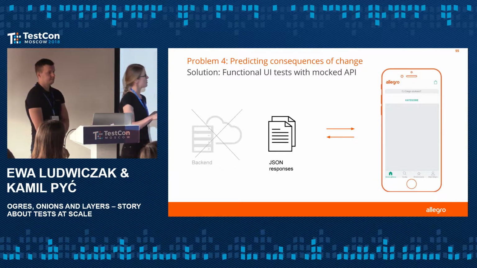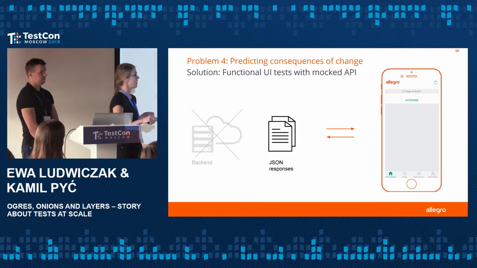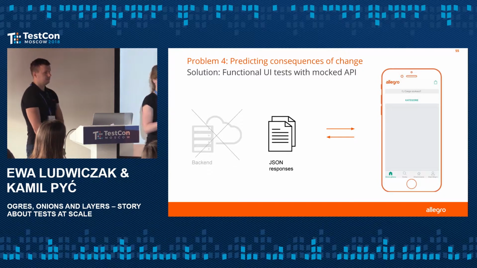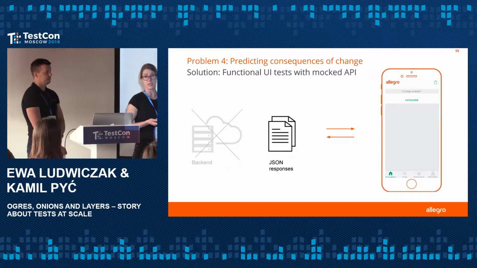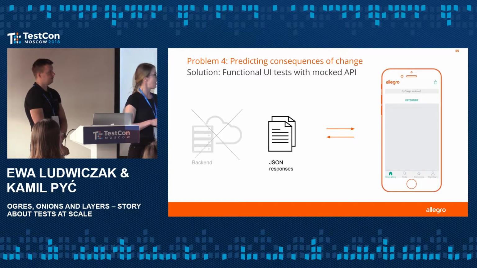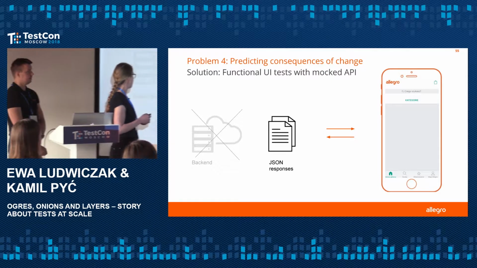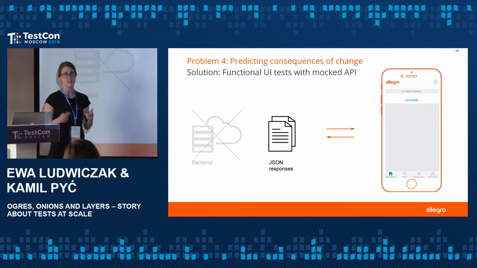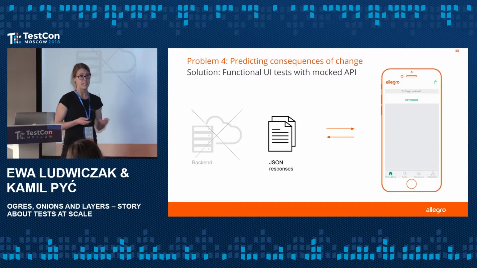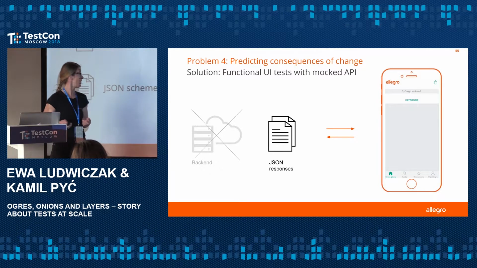In this way, tests did not have to connect to the backend. They could use the JSON responses that were stored in our repo. In this way, tests could actually work offline because they didn't need the internet connection, and they were independent of many factors like internet connection and backend stability. So we were happy to have more reliable UI tests.